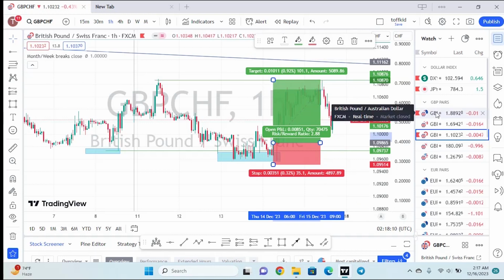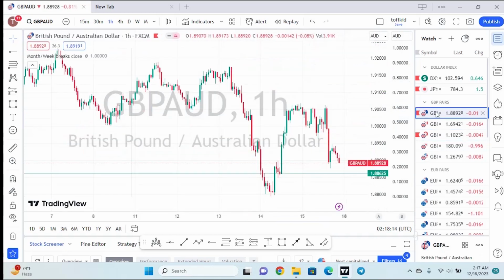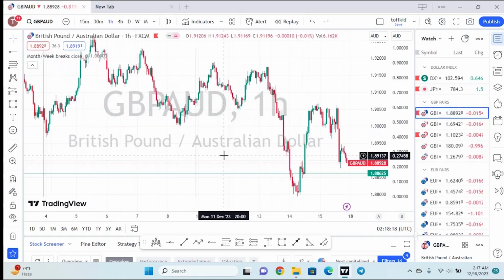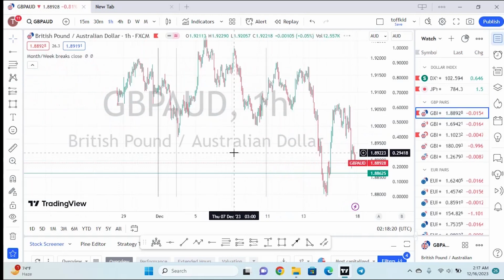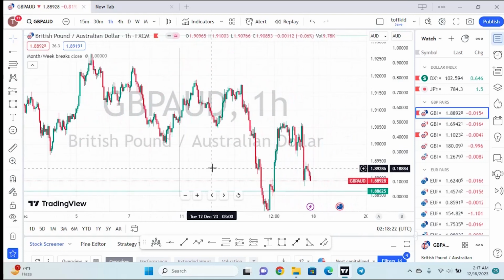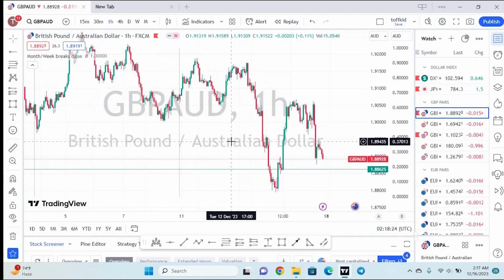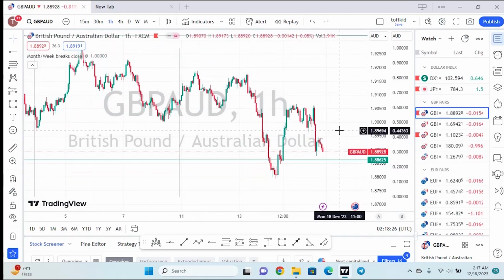And the second is, do not place your stop loss in obvious zones. So let's move on to GBP AUD, and then I'm going to be showing you, do not place your stop loss in obvious zones. So first of all, you need to catch your trade from the very top or from the very bottom, so that you don't place your stop loss in obvious zones.